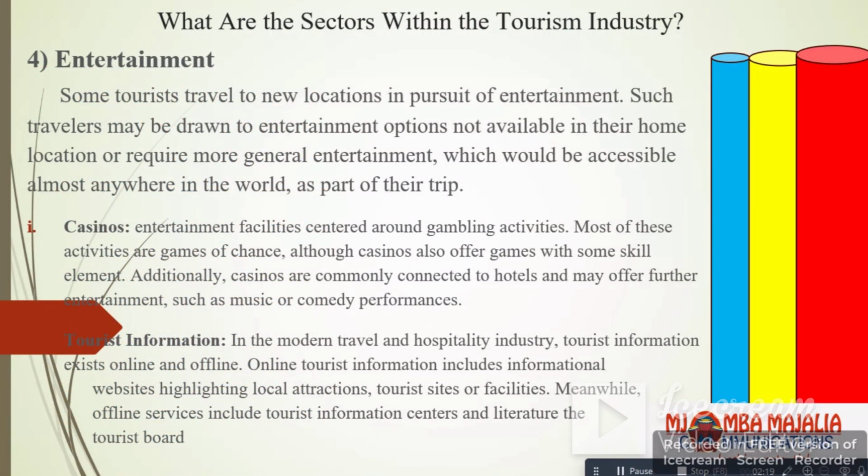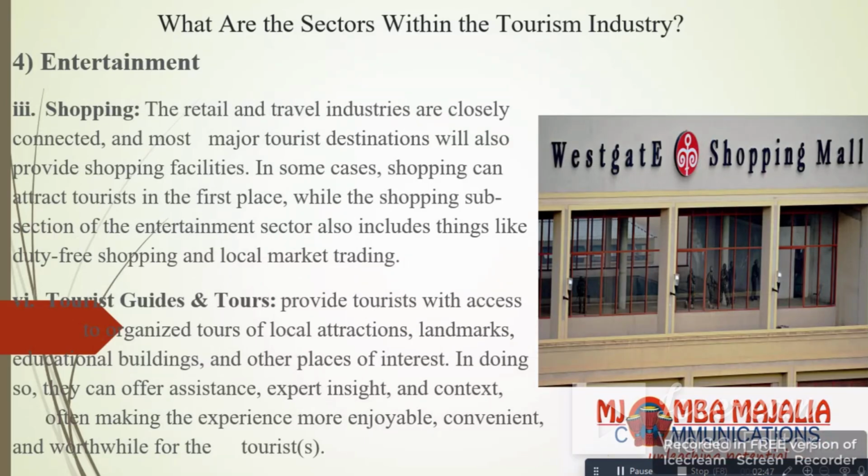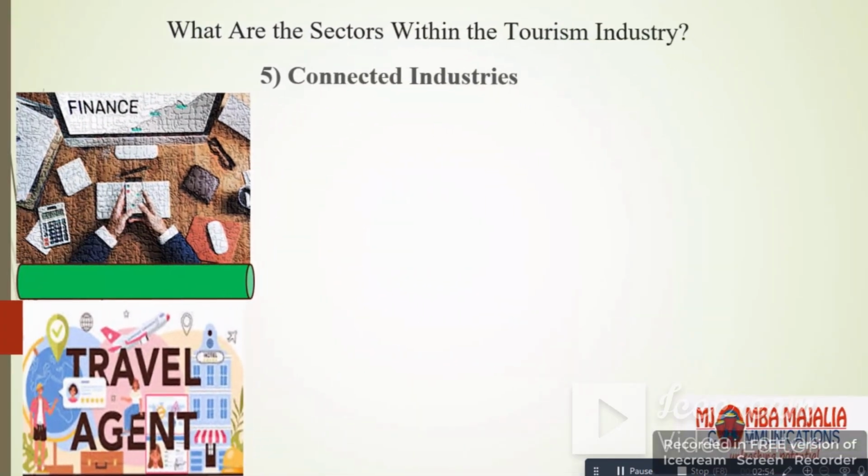The fourth area is entertainment. These are sectors within the tourism industry. So the first one, transportation, then we have accommodation, then we have food and beverages, now we have entertainment. Casinos, these are quite expensive. Tourist information centers, shopping, the people who just like to shop, so an entertainment to them. Tourist guides and tours, also another.